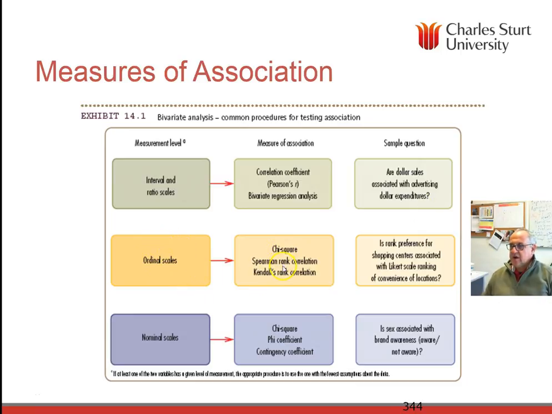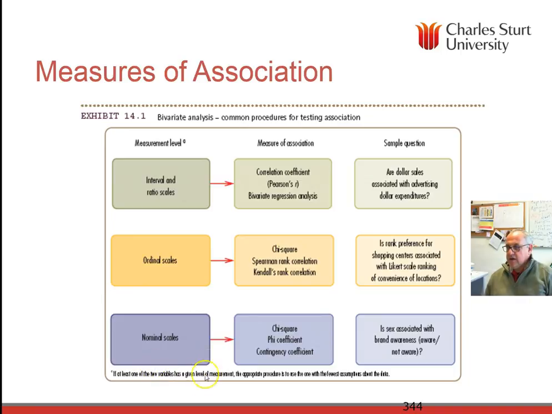For ordinal measures, we use Spearman rank or Kendall's tau correlation. Is the rank preference for shopping centres associated with a Likert scale ranking of convenience or location? So is your preference for one above the other related to things like your income or even perhaps your gender?